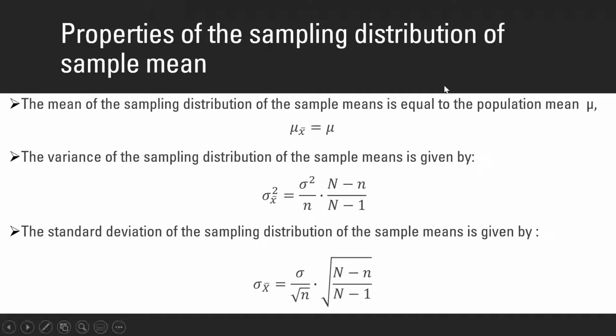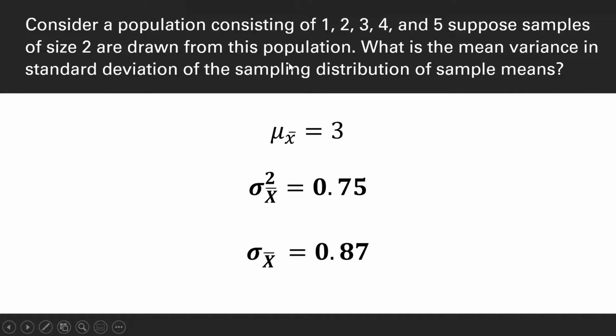So these properties can actually ease the process of solving the mean, variance, and standard deviation of the sampling distribution of sample means. Just using these three properties, we can solve them a lot easier. So let's try this in our previous example. Recall that the mean of the sample means that we computed is 3, the variance is 0.75, and the standard deviation is 0.87.